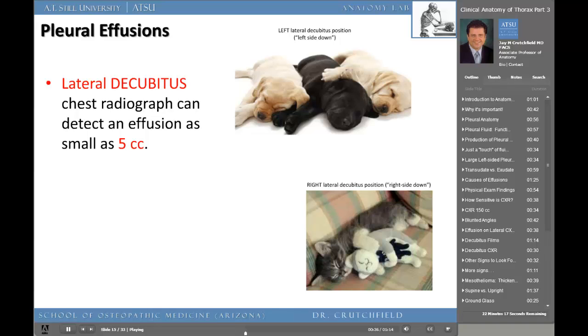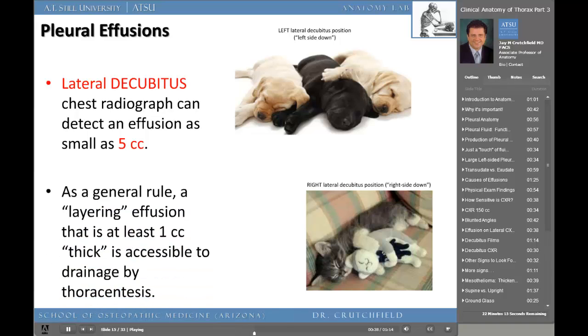So again, the numbers that you need to remember at this point are 10 cc's of fluid is normal, more than 150 cc's can show us blunting of the costodiaphragmatic recesses on an anterior chest x-ray, a lateral chest x-ray can show us a little less, and a lateral decubitus chest x-ray can detect as little as 5 cc's of fluid.